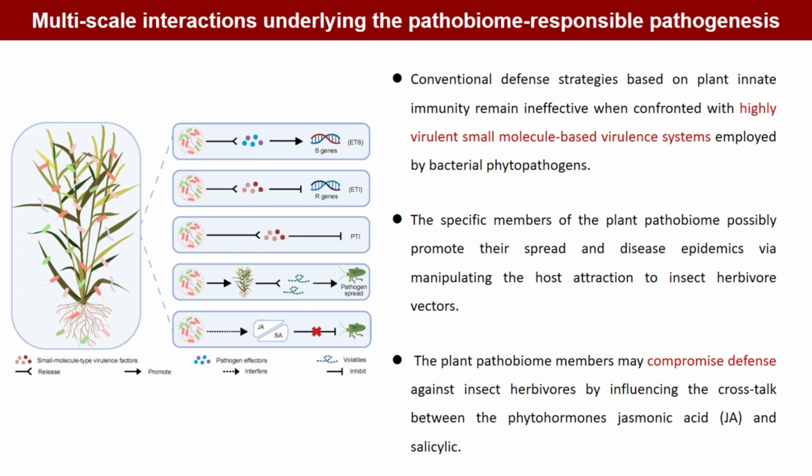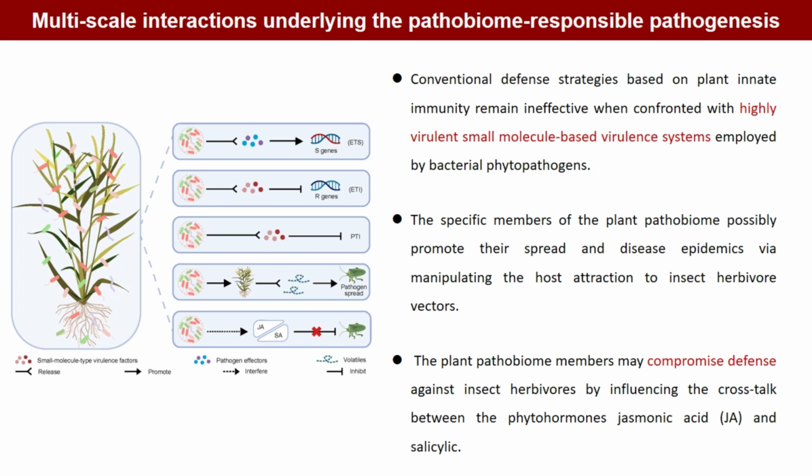of the host plants. Furthermore, the pathobiome members may arm with diverse small molecule-type virulence factors to subvert plant innate immunity-based defense strategies. Interestingly, a tritrophic interaction study demonstrated that the specific members of the plant pathobiome possibly promote their spread and disease epidemics via manipulating the host attraction to insect herbivore vectors. Additionally, the plant pathobiome members may compromise defense against insect herbivores by influencing the crosstalk between the phytohormones jasmonic acid and salicylic acid. These findings could explain the limitations of the conventionally one pathogen-targeted approach.